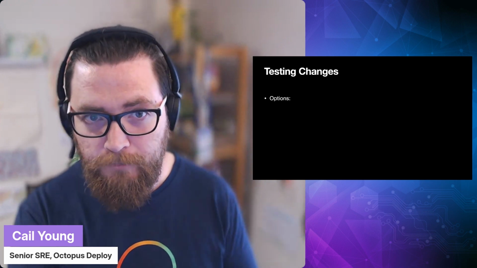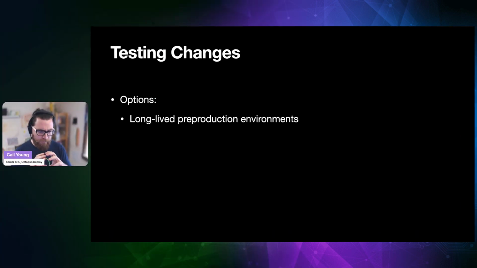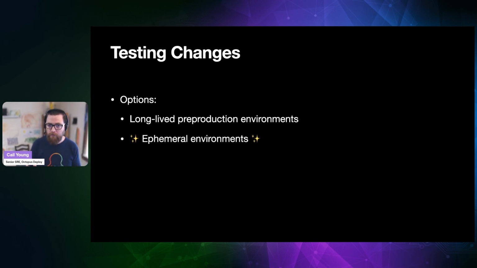There are a couple of ways to do this. The first is to have long-lived pre-production environments, and I think this is pretty common in most organizations. You would test your changes in one of them, and then promote them to your production environment. If you're finding though that your teams are fighting over these pre-production environments, you might need to consider ephemeral pre-production environments, where your pipeline will stand up a new set of infrastructure just to test the change you're proposing to production.